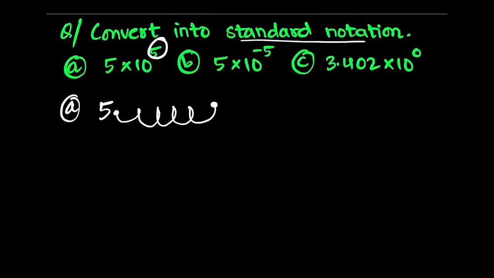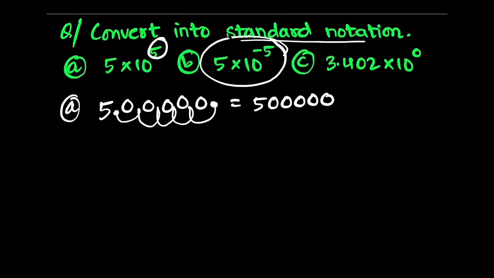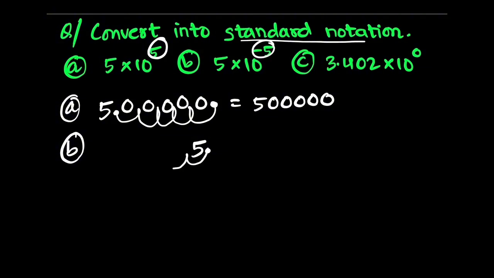So the decimal point is here now. So I can fill these places with zeros, which becomes 50000. Let's convert this one to standard notation. First write the multiplier down, which is 5 in this case, and spot the decimal point, which is right here. Now move this decimal point 5 places to the left because the power of 10 is negative 5. 1, 2, 3, 4, 5.